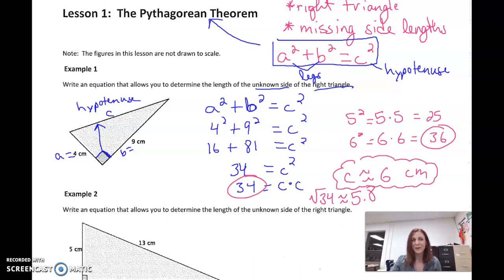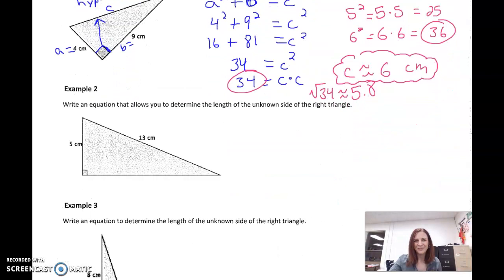I promise I'll get better as we go on here, okay? So we can see that the approximate answer is 5.8, which is approximately 6, not 36. All right, let's look at another example.